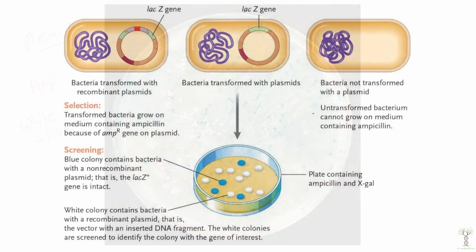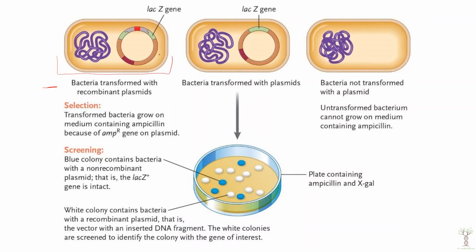So this is how we can select from these three different possibilities. When we first created our plasmid and then we transform the bacteria, we might have some bacteria that have our gene of interest. We might have some bacteria that have a plasmid, but they don't have our DNA. And then we might have some bacteria that don't take up a plasmid at all.